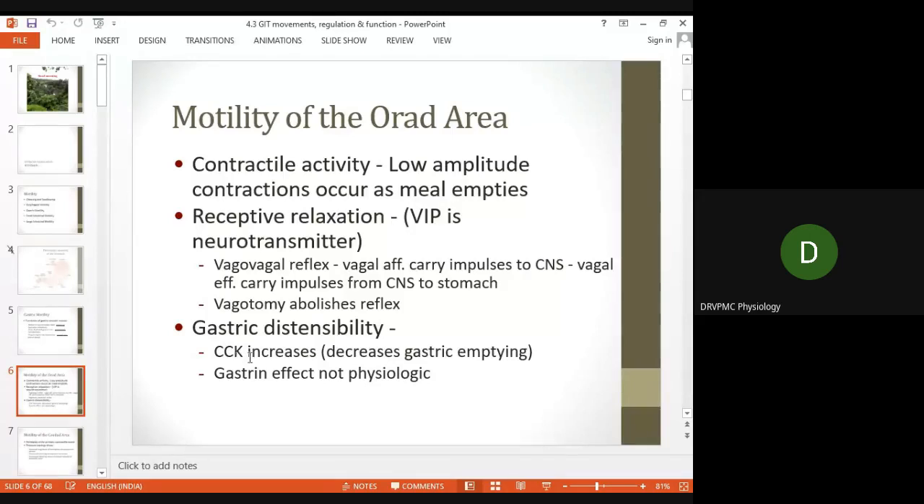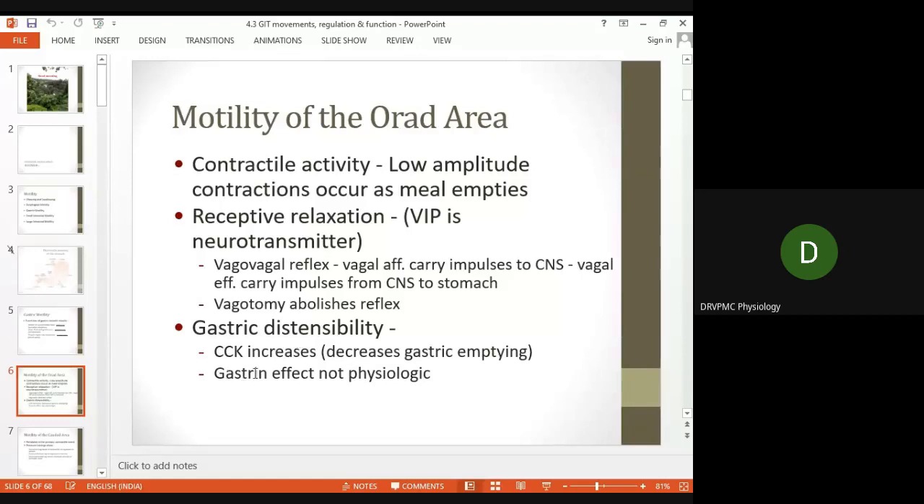Cholecystokinin increases, and this cholecystokinin hormone decreases gastric emptying. So the food will remain in the lumen of the stomach for a longer time. Gastrin effects are there, which are not physiological. At the normal concentration after the meal, the action of gastrin is not much responsible for gastric distensibility.